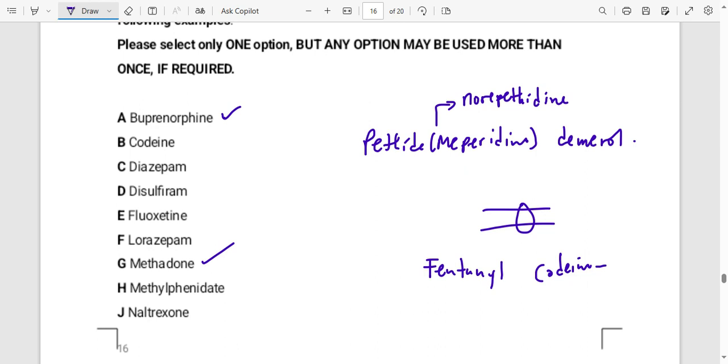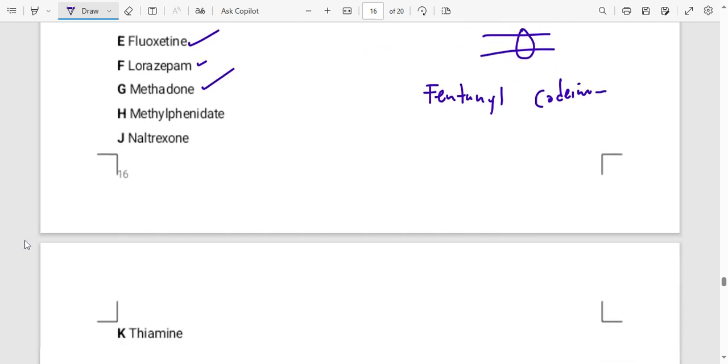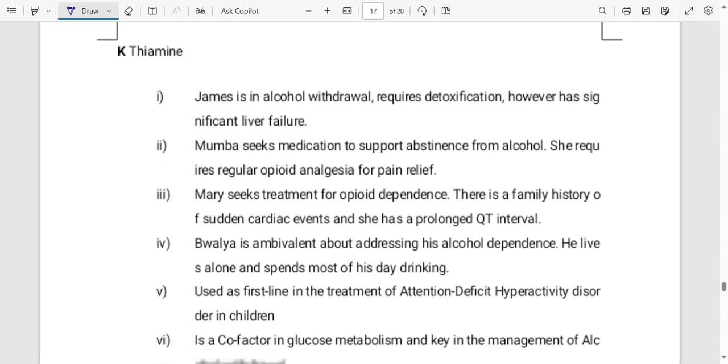So, I think that is what we can revise a bit on these opioids. We know this is a benzodiazepine. This one is an SSRI. This is a benzodiazepine. So we can go now to our questions. You also have thiamine there.